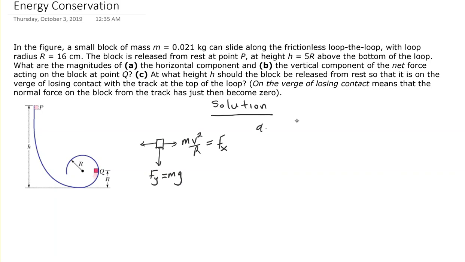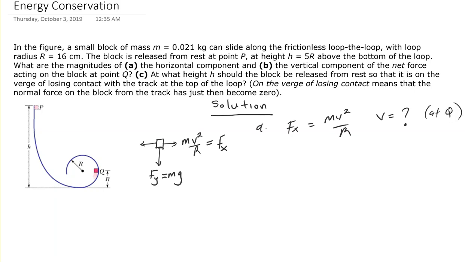So question A requires us to find Fx, which is equal to m v squared over r, and question B is just the mass times gravity, which is easy to find. We have the mass and we know what gravity is. So one thing we need to find for sure to be able to find the horizontal component is the velocity at Q.